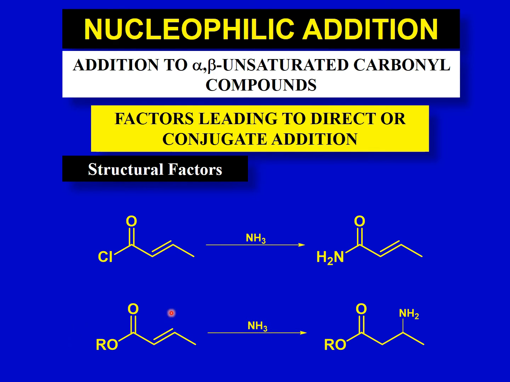If we have an ester and you react it with the same nucleophile, that is ammonia, because esters are less reactive as compared to acid halides, this ammonia will attack the beta carbon, giving you this ester having its NH2 group at the beta position. So in the first case, direct addition takes place, which removes the chloride ion, while in the second reaction, it does not happen at the carbonyl carbon, but at the beta position. So the ester group is intact.